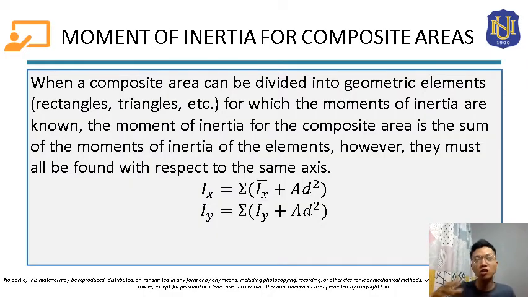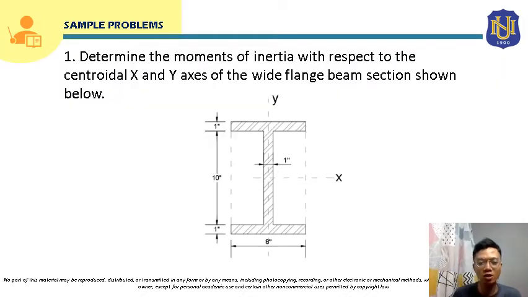We know the established centroidal moment of inertia for geometric elements such as rectangle, triangle, circle, quarter circle. We are going to use that, and we are going to add A d squared. We solve this formula for each geometric element in that composite area, and sum them up. So Ix will be equal to the summation of Ix bar plus A d squared, and Iy will be the summation of Iy bar plus A d squared. Okay, so let's solve a sample problem.